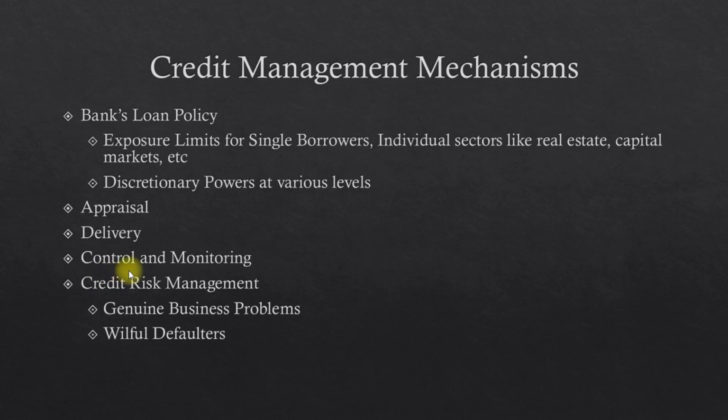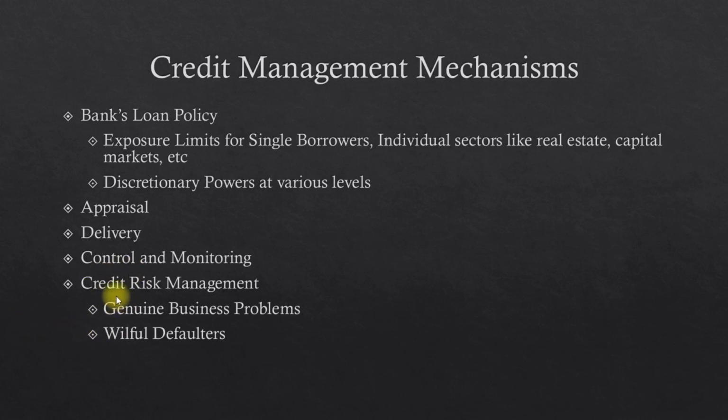Next, the credit management mechanism is control and monitoring. So what does it make sure in terms of credit management? Control and monitoring makes sure of the safety of banks' funds. So safety of banks' funds is ensured while one does controlling and monitoring. It is also in the interest of the borrower that the lender does control and monitoring.